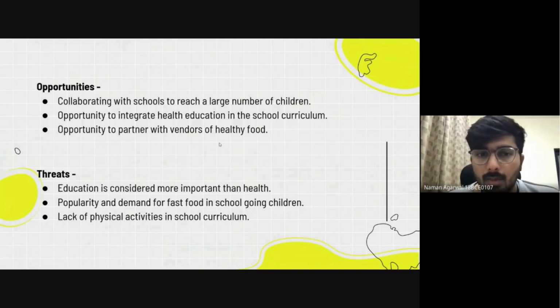In that way, we can provide healthy food at a cheap rate and make some revenue out of it. Now, coming to threats, one such threat is the lack of physical activities in the school curriculum. Right now, many of the schools do not have any physical activities included in the school curriculum itself. Most of the importance is given to education itself.